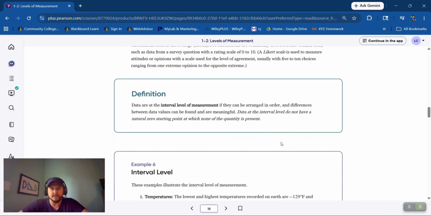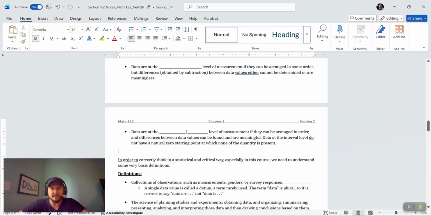All right, so data are at the interval level of measurement if they can be arranged in order and differences between data values can be found and are meaningful. Data at an interval level do not have a natural zero starting point, where none of the quantity is present. Okay.